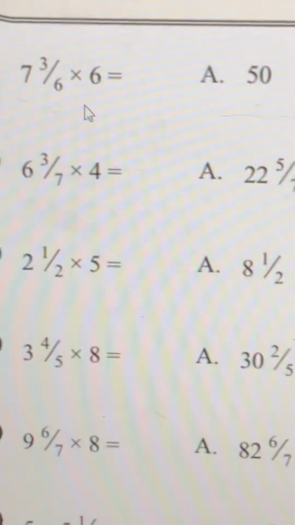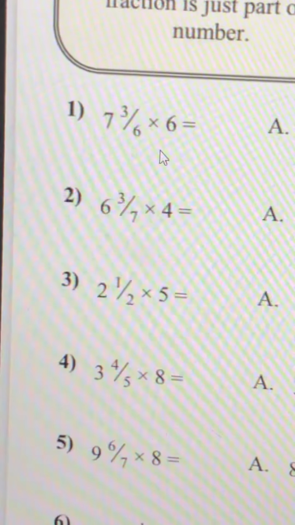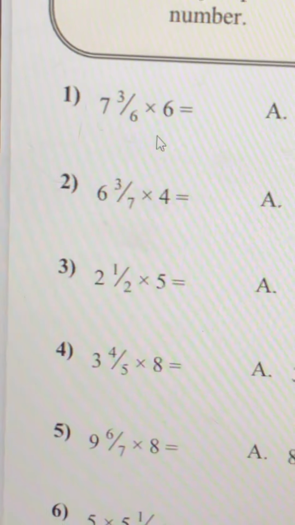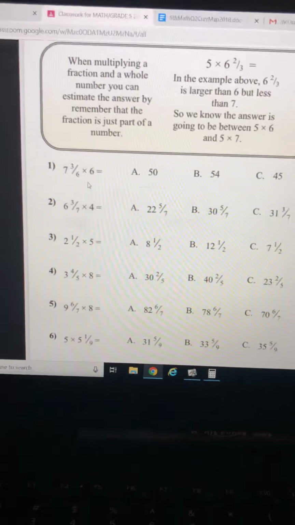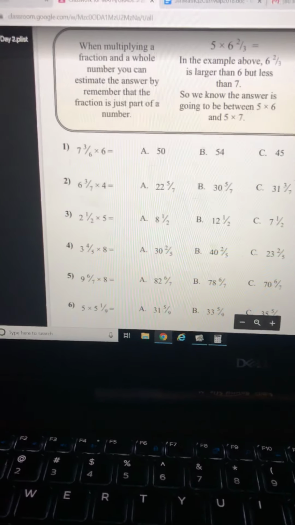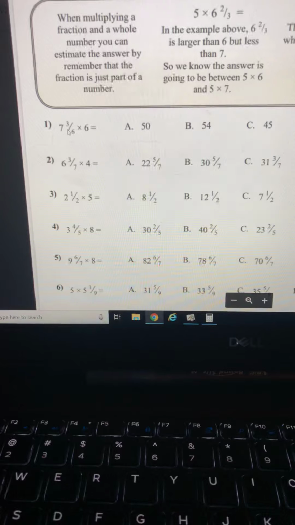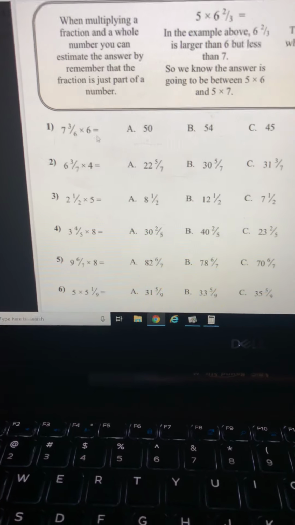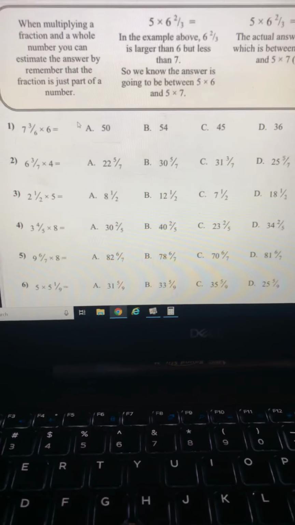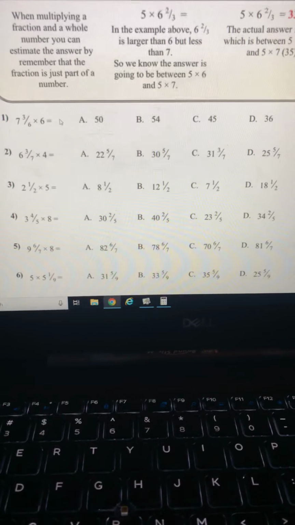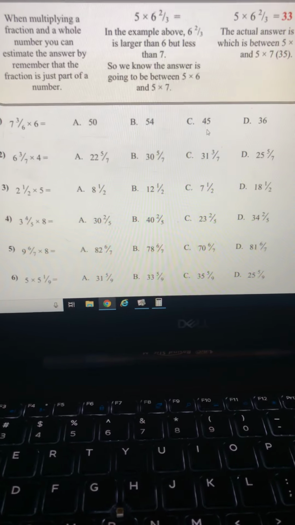So let's look at number 1, and it wants us to estimate what numbers 7 and 3/6 times 6 would fall in between. Well, I want you to think about what is 7 times 6. But what is 7 times 6? 7 times 6 is 42. So do we have something that is relatively close to 42? Okay, if you said 45, that is correct.